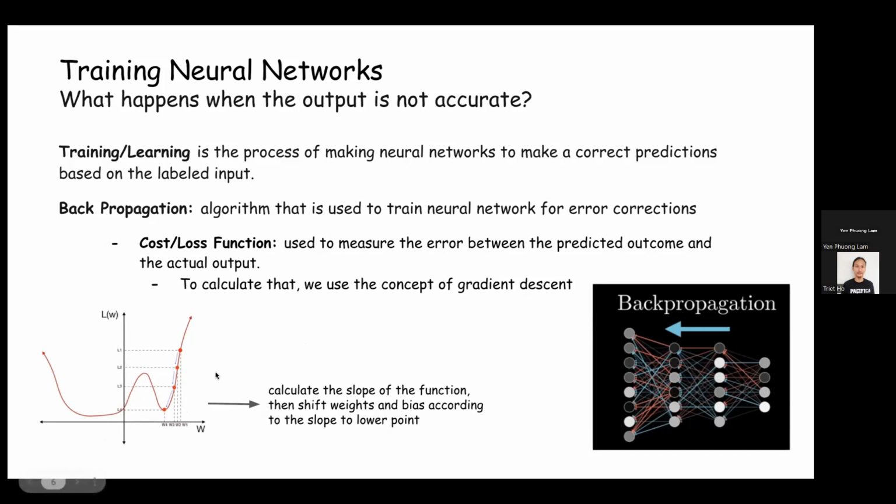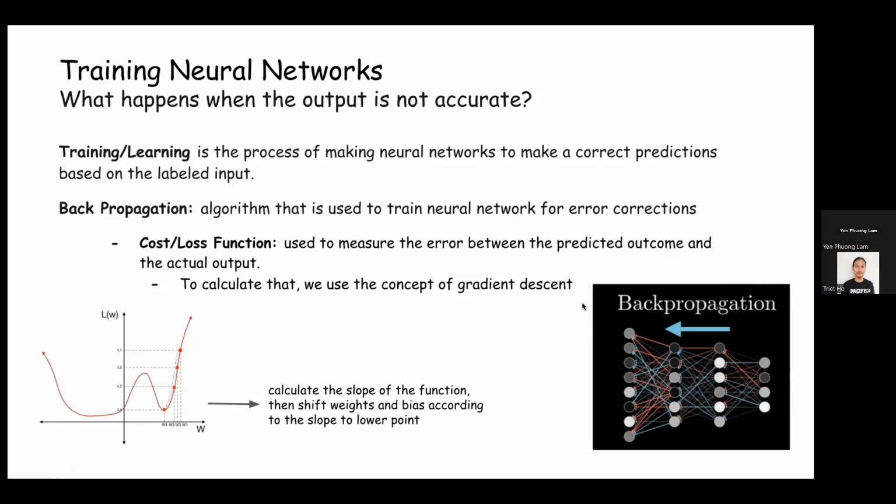We could calculate the slope of the function, and we would adjust the weight and the bias according to the lower point. So we just find the lowest point. The lower point means we have less error in the program. So we just do the same thing until we finally have the right output. That's the loss function, and the main goal of training neural networks is to minimize the loss function.